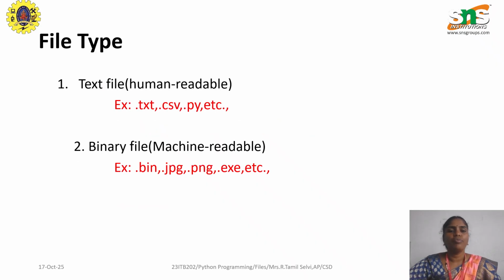Next one, types of file in Python. We have two main types of file in Python. The first one is the text file and the second one is the binary file. If the file is human readable with an extension like .txt, .csv and .py, then we consider it a text file. If the files are machine readable with an extension like .bin, .jpeg, .png and .exe, those files are considered binary files. In simple terms, if the file is human readable, we consider it a text file. If the file is machine readable, then we consider it a binary file.